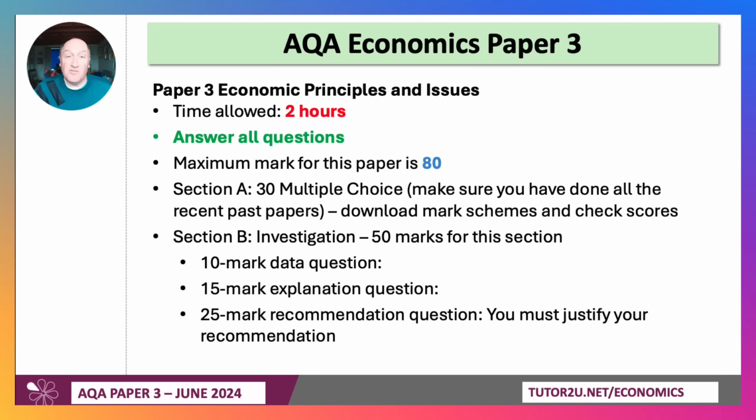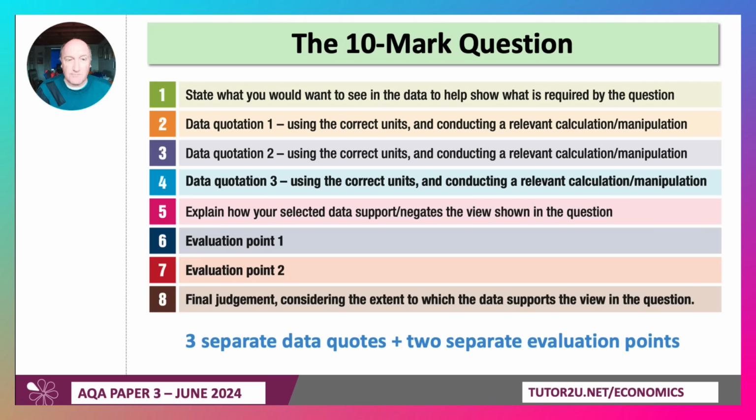Section B, the investigation paper, is what we're going to talk about today. 50 marks for this: a 10 mark data question, a 15 mark explanation question and a 25 mark recommendation question, where at the end you must justify your recommendation.